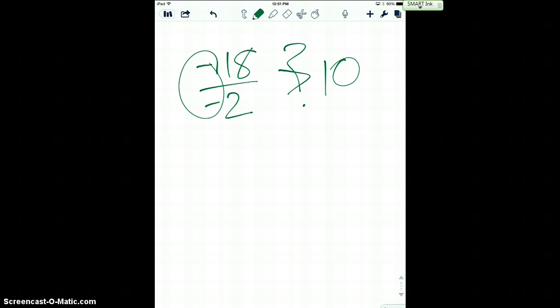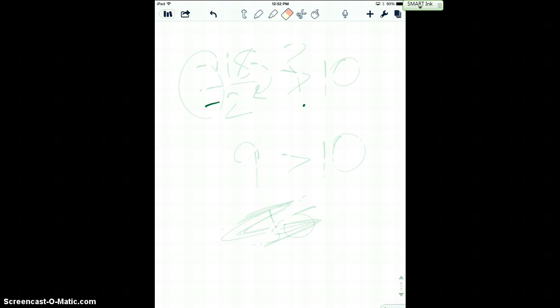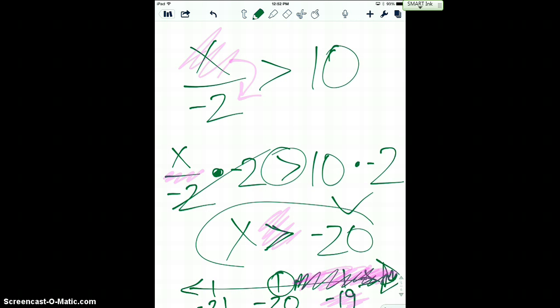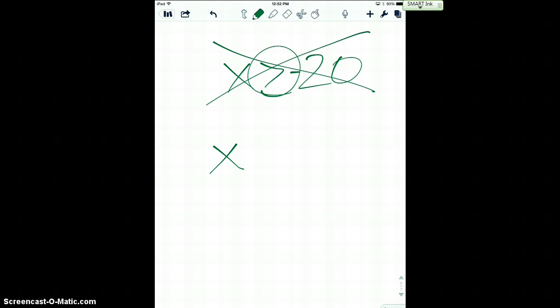Negative divided by a negative is positive, and 18 divided by 2 is 9. Is 9 greater than 10? Wait a second. No, 9 is not greater than 10. Uh-oh, didn't work. Meaning that our solution set is not x greater than -20. Didn't work. So what do we have to do? We have to take that inequality, flip it.